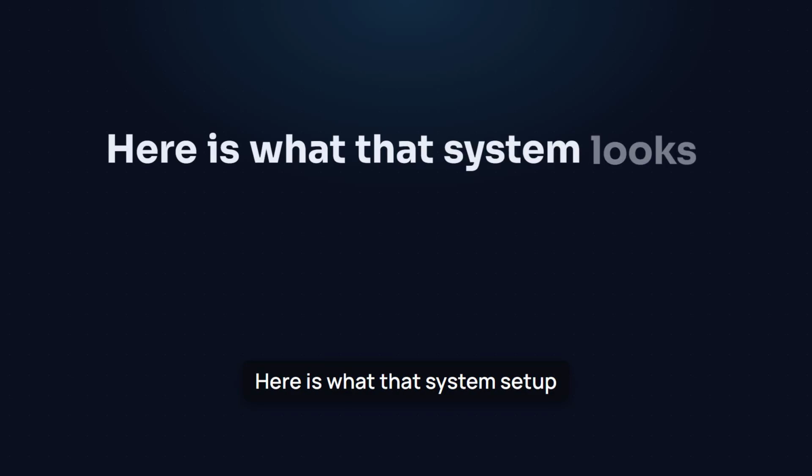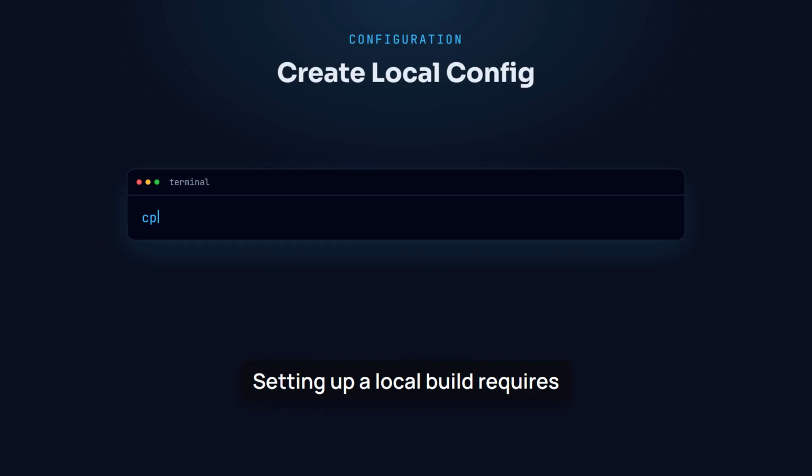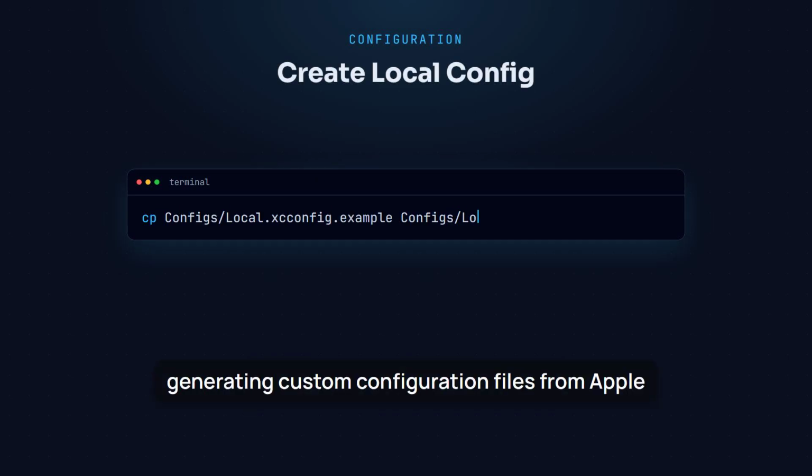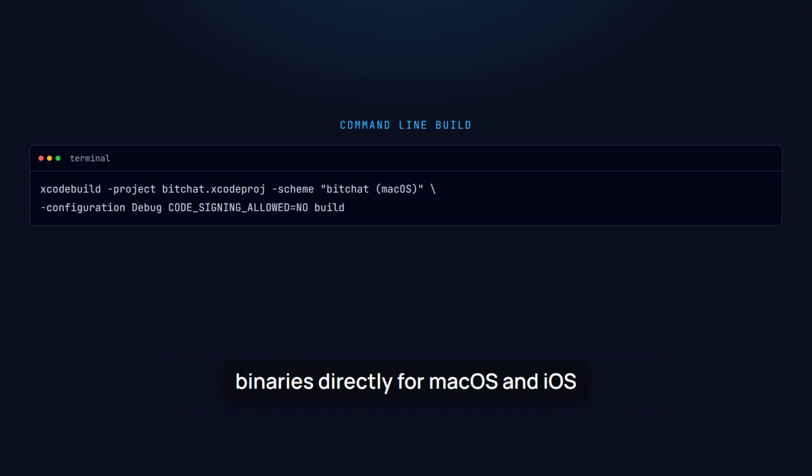Here is what that system setup looks like in actual developer configuration. Setting up a local build requires generating custom configuration files from Apple developer templates. Terminal commands allow building unsigned debug binaries directly for macOS and iOS simulators.